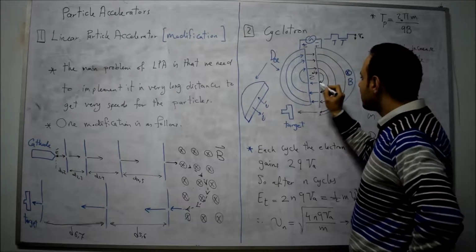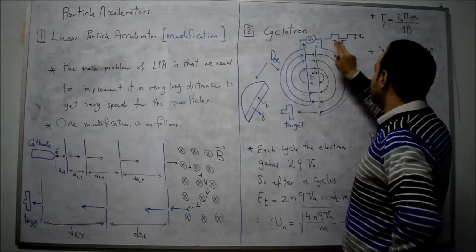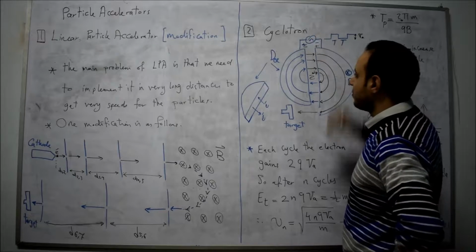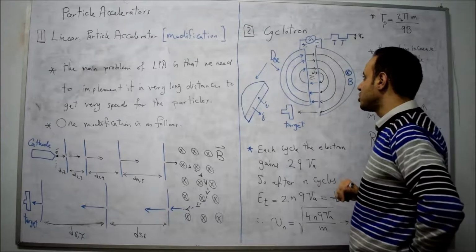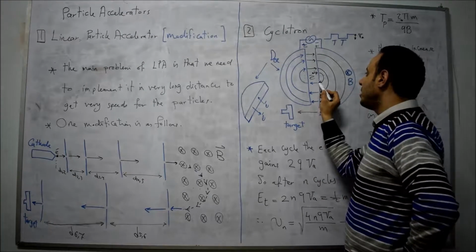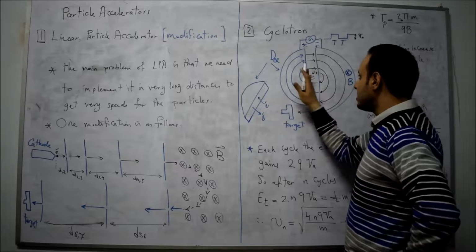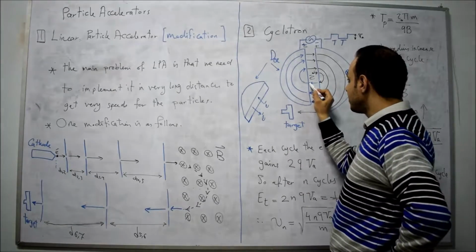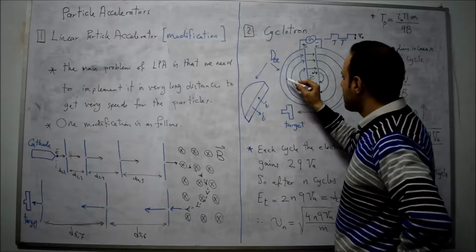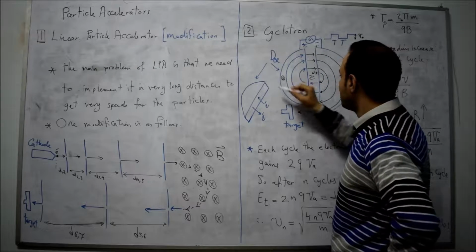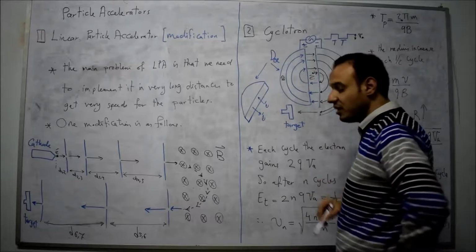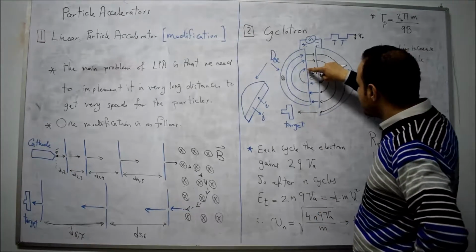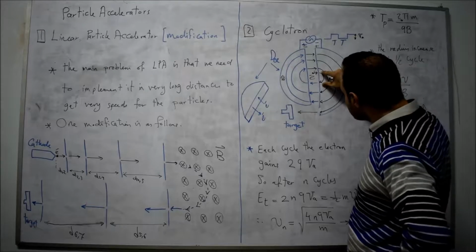At this point, the oscillator will be flipped. This will be negative, and this D will be positive, opposite to the previous situation. So the electron will be accelerated more toward this D. When it reaches this point, it will find also a perpendicular magnetic field, so it will go in a circle. But now the radius of this circle is higher than this one.